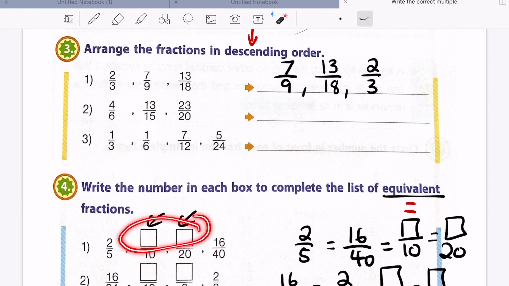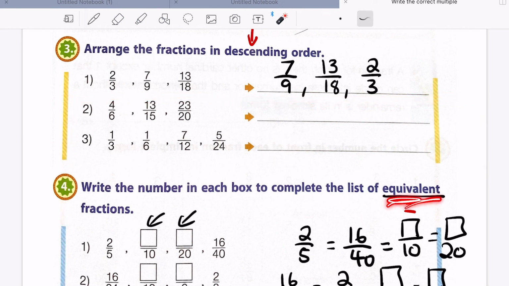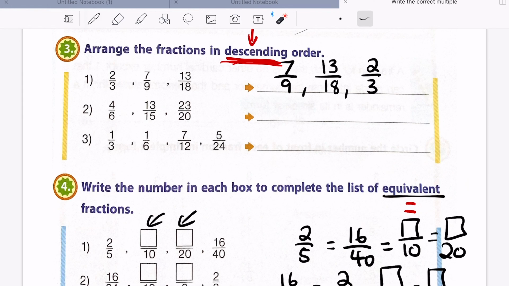So find out these and these for homework because you're going to do just 4 questions. These are equivalent and this is descending. Make sure you write in descending order for homework. Number 2 and 3, descending. And this is equivalent fractions. So it should be okay to do. And I wish you good luck. And tomorrow we will share the answers about 2, 3, and 1, 2, how to do these problems. So let's practice that on your own.